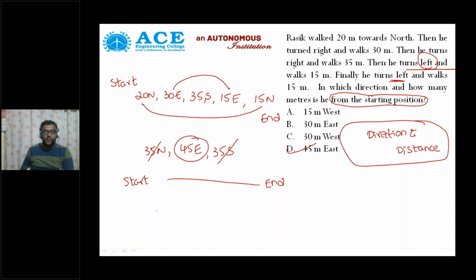20 and 15 north, you combine. Now 35 meters north and 35 meters south are cancelled because north and south are opposite and distance is also exactly same here. Finally we got 45 meters east, right? Hope you understand this. Now let's see the next question, friends.